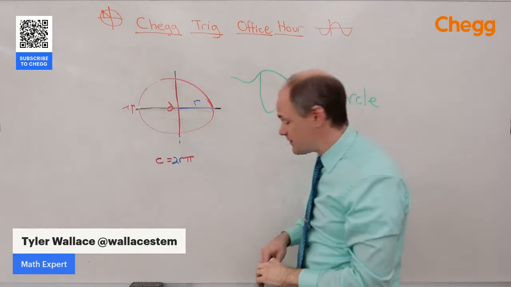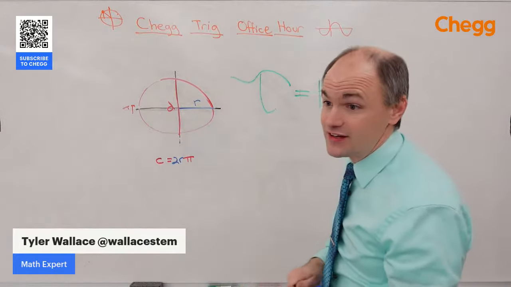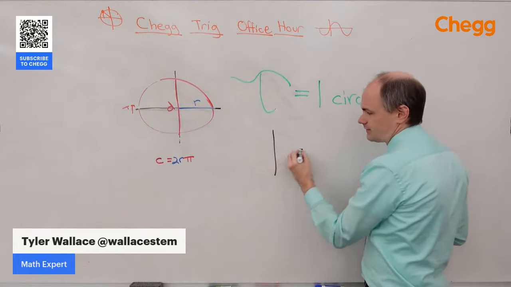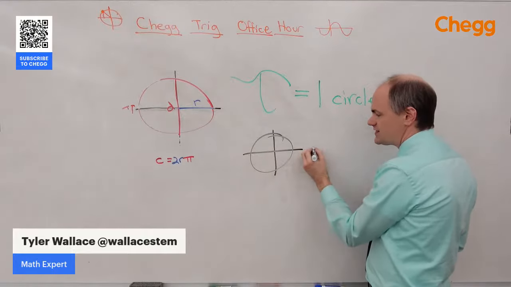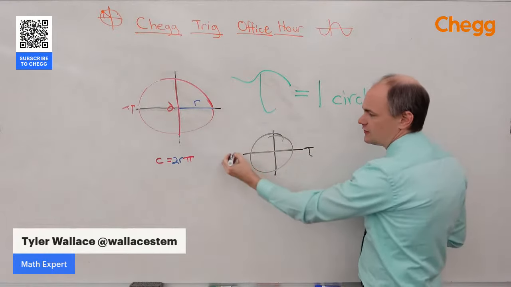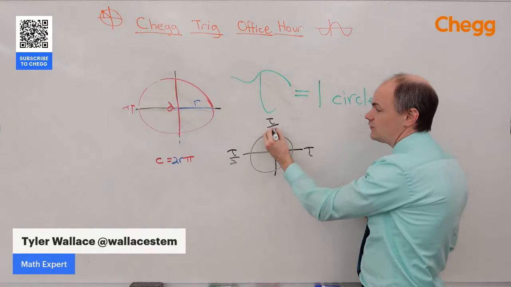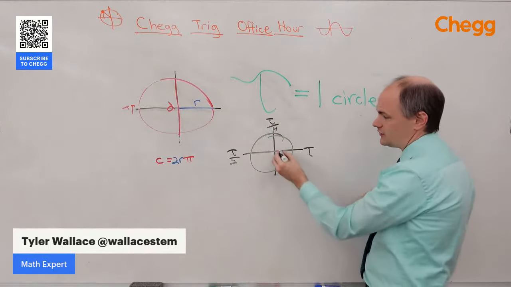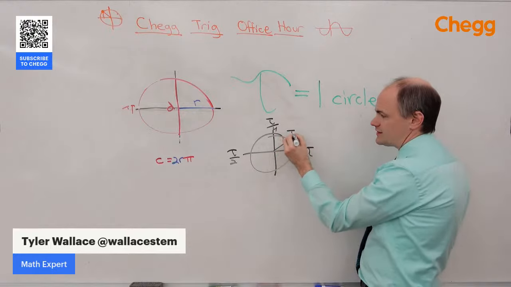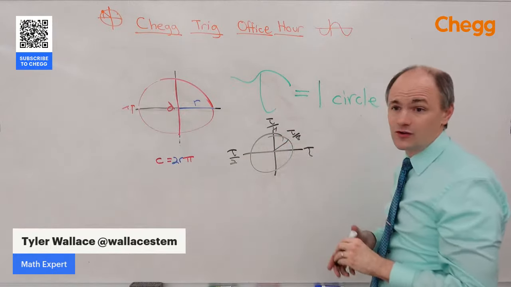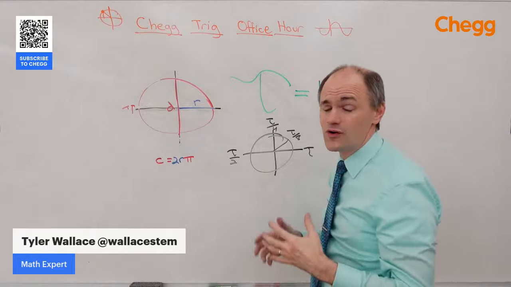And it actually makes some things make a lot more sense. If 1 tau is all the way around the circle, then tau over 2 would be halfway around the circle, and tau over 4 would be 1/4 of the way around the circle, and tau over 8 would be 1/8 of the way around the circle. And that kind of seems like it would make more sense.